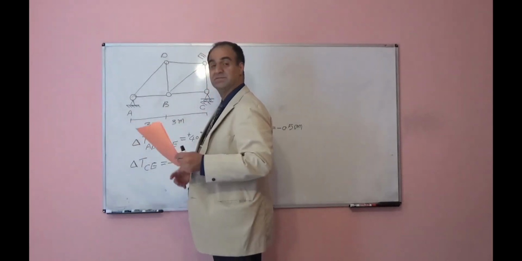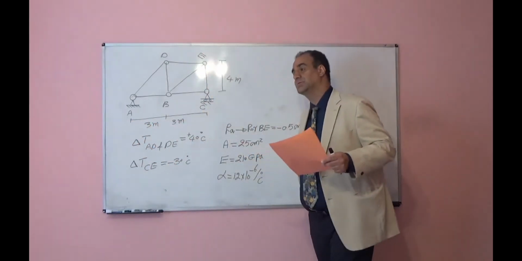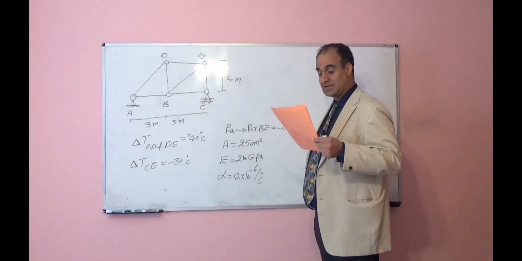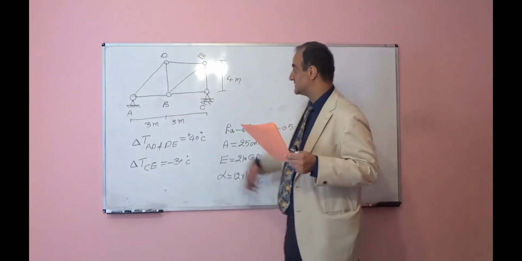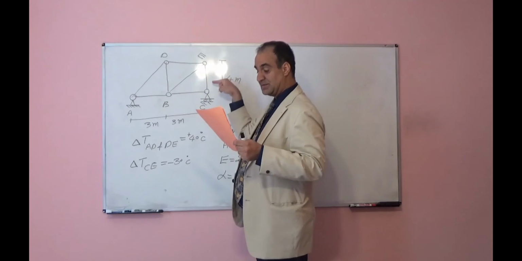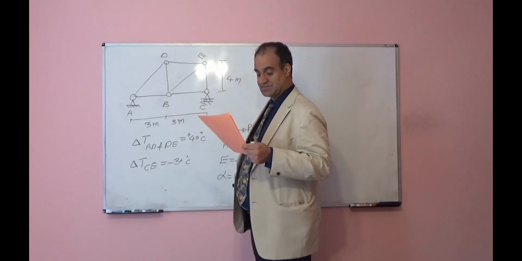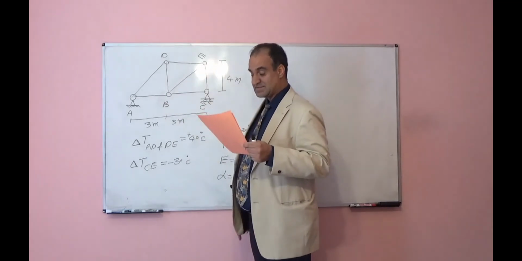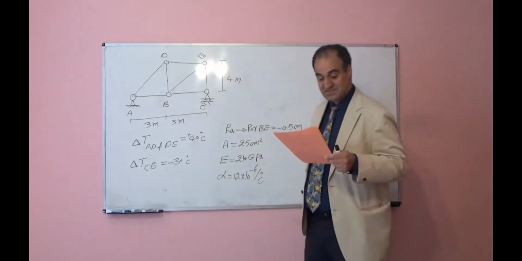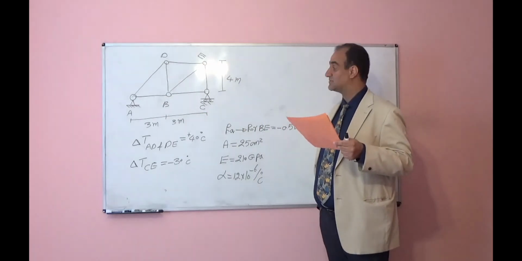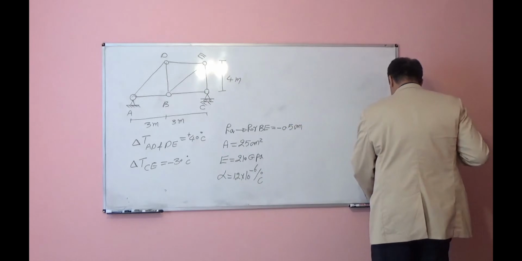So let's one more time, I will read the problem statement, then we will solve it. Truss members AD and DE increase in temperature 40 degrees Celsius. Member CE decrease in temperature 30 degrees Celsius. In addition, member BE is fabricated 0.5 centimeter shorter. Find the vertical displacement of point B.